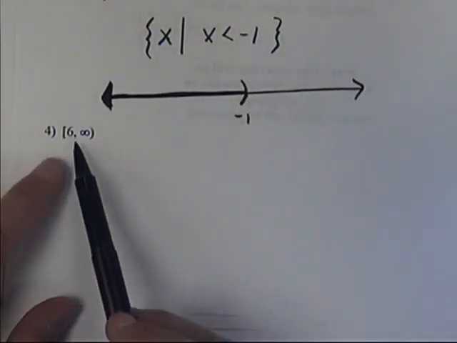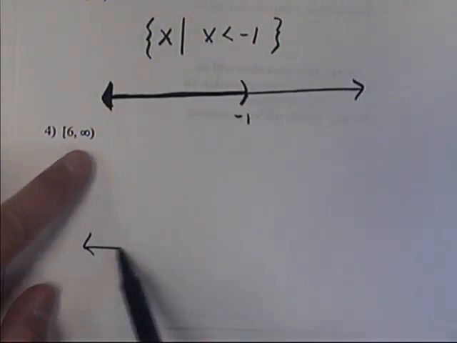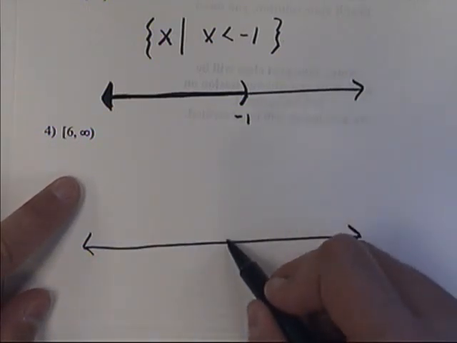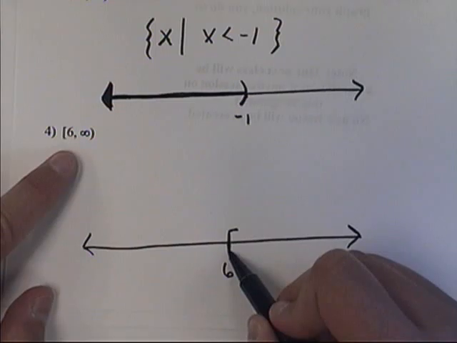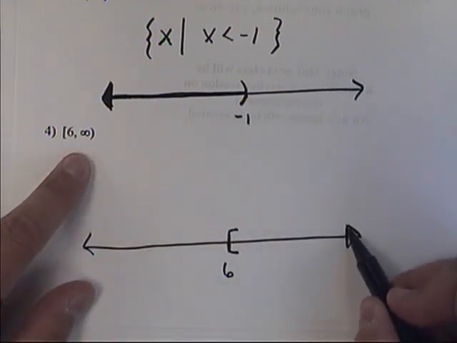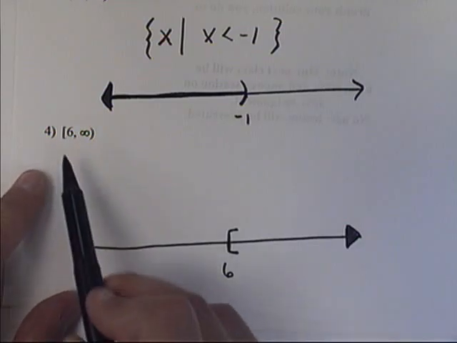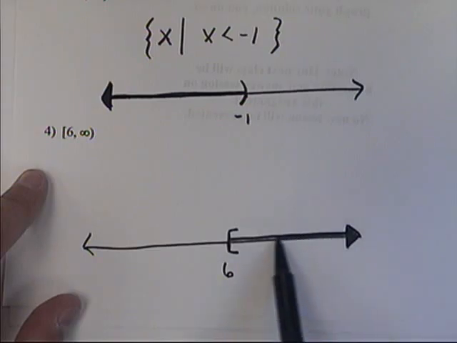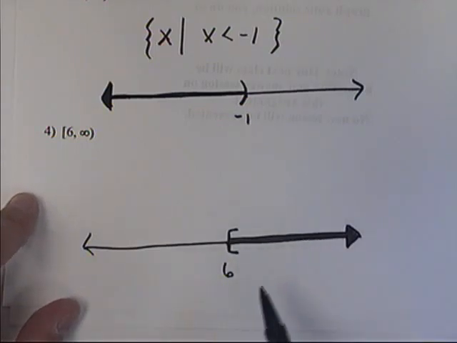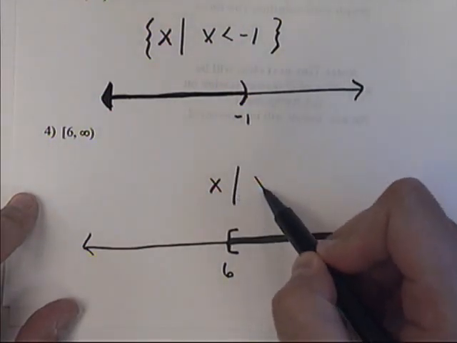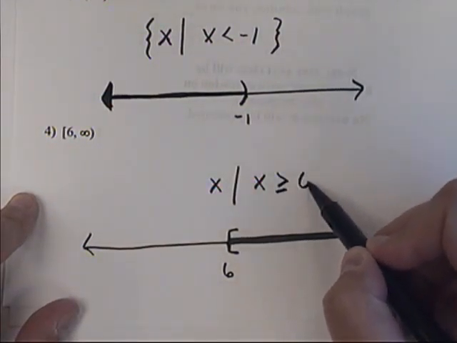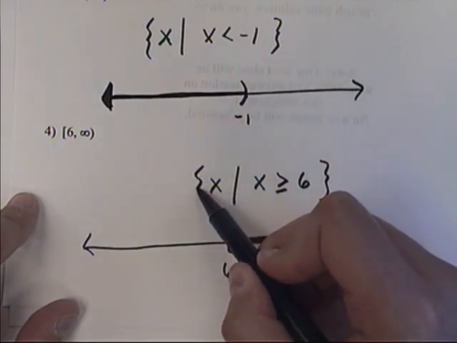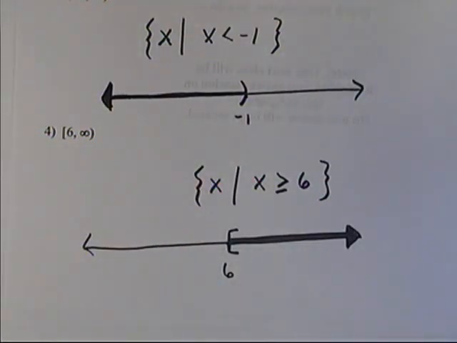And here, the smallest number is 6 and the biggest number is positive infinity. So 6 would be here, it is included, and then all the way up to positive infinity. So again, this is the left number, the lowest number, and the right number is the highest number. So I'd shade all those in, and that's my graph. And then all x such that x is greater than or equal to 6 would be my set builder notation for that set of numbers.